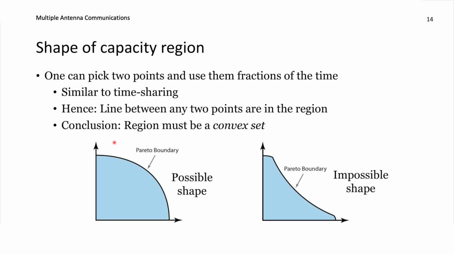So here is a possible shape of a capacity region where we have these blue points that we can choose between, and if you take 2 points and draw a line between them, then we are still inside the region. Here is an alternative shape that is not possible for the capacity region, because if we take this point here and that point here and draw a line between them, then we will get operating points that are outside the region. So this is not a capacity region, while this can be a capacity region. And the boundary here is called the Pareto boundary.